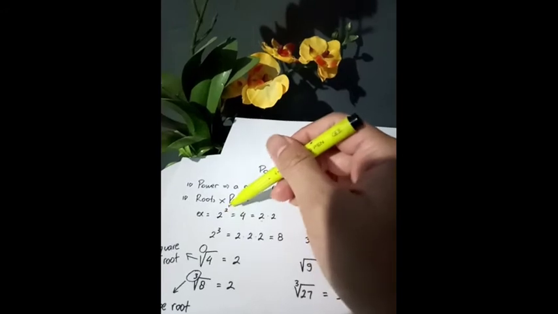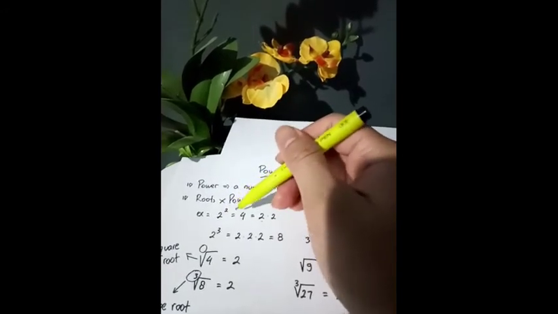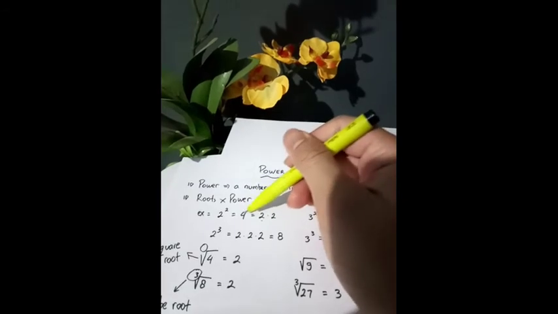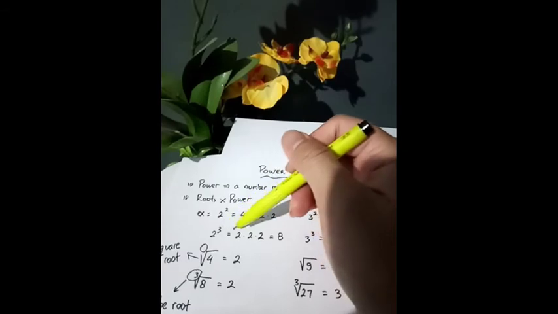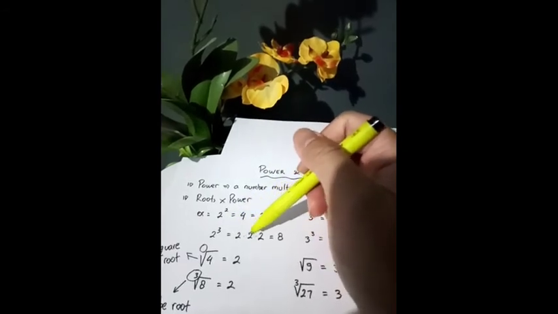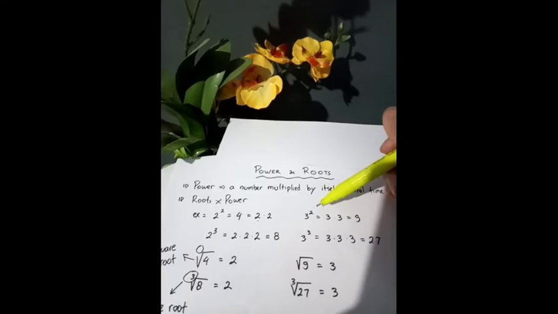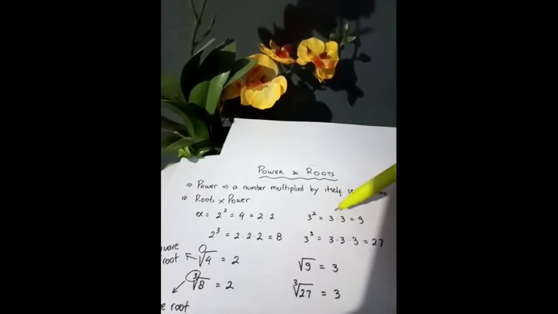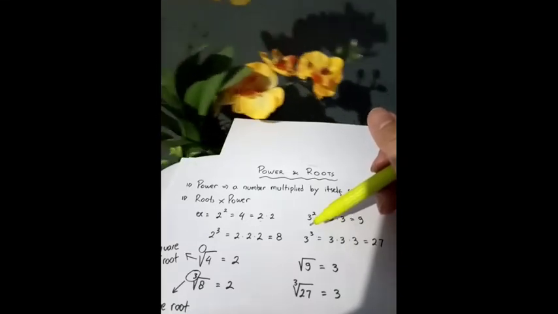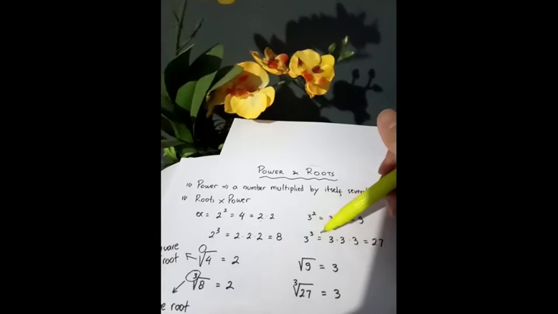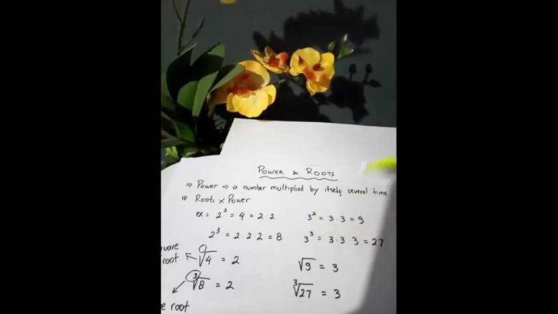For example, 2 power 2, 2 pangkat 2 itu bisa dituliskan dengan 2 kali 2 sama dengan 4. Or 2 power 3, it is the same as 2 times 2 times 2 equals 8. And then 3 power 2 equals 3 times 3 equals 9. And then 3 power 3 equals 3 times 3 times 3 equals 27. So if we have power 3, we have the same number show up 3 times.